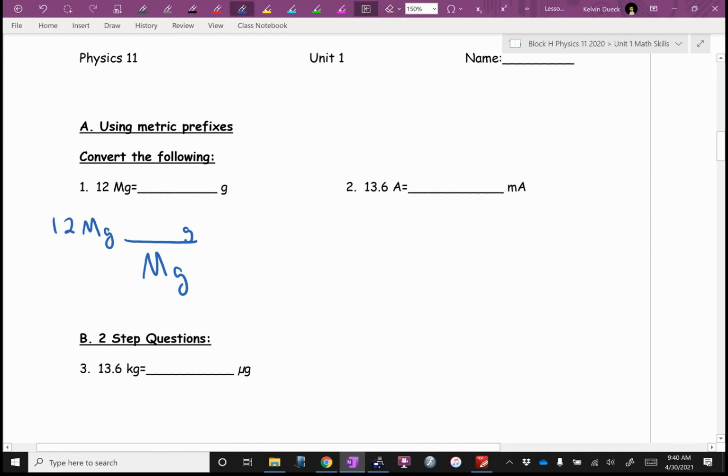Mega is what on your green sheet? 10 to the, we're not going to write out the zeros. Let's use the 10 to this. 10 to the 6th. Where does the 10 to the 6th go? Where the mega isn't. The 10 to the 6th is what goes next to your base unit. And so here's my question. Is that 10 to the 6th on the top or on the bottom? So am I going to go 12 times 10 to the 6th or 12 divided by 10 to the 6th? Which is what?